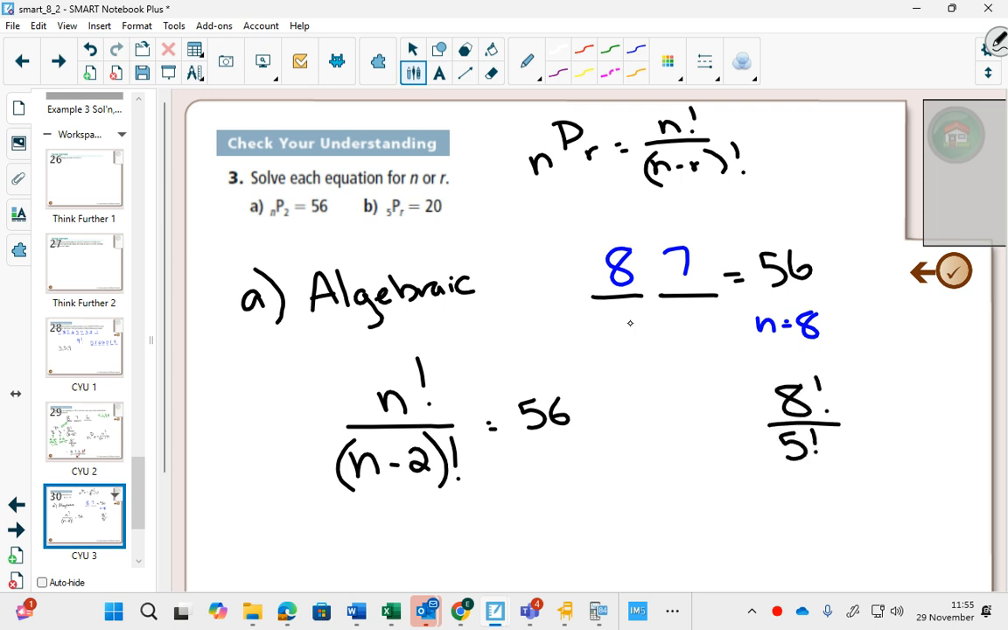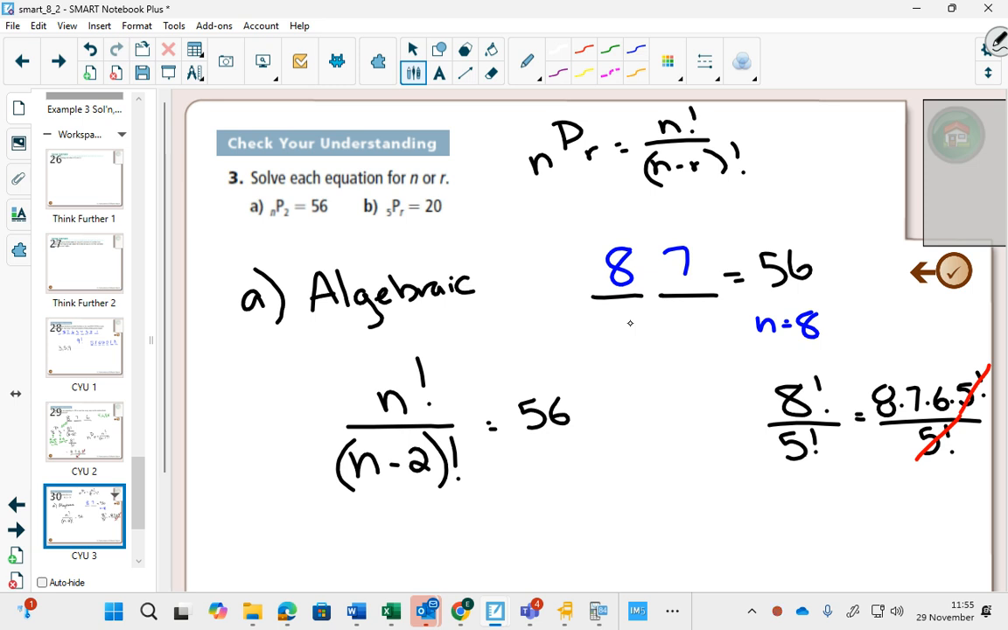What was the strategy? You have to figure out which one's bigger, and then you use the definition, 8 is bigger than 5. Everybody okay with that? Okay. Figure out which one's bigger, and then start expanding the bigger one by going one less until you get to the one that's on the bottom, because then it would cancel out.